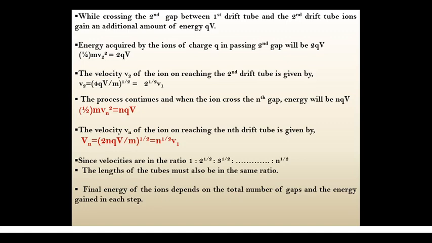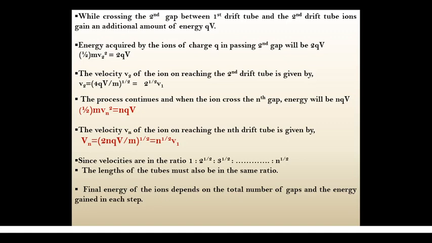So the first velocity is v1. Second velocity is root 2 v1, third velocity is root 3 v1, etc., up to root n v1. So we can write the ratio as 1 is to root 2 is to root 3 is to up to root n. So the length of these tubes must also be in the same ratio.